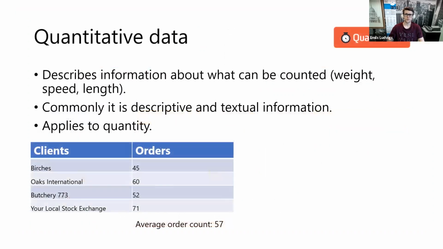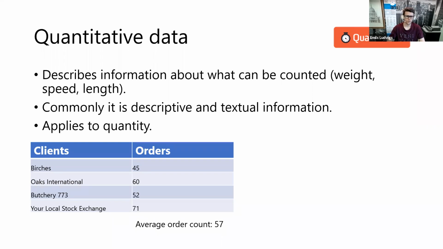So let's go. First of all, the big group, quantitative data. Quantitative data describes information that can be counted. It could be weight, speed, length, sales amounts, stock indexes, logs in cargo ships, containers, everything that can be counted. And commonly we know this is not descriptive or textual information, and we can multiply, subtract, add, and divide it.